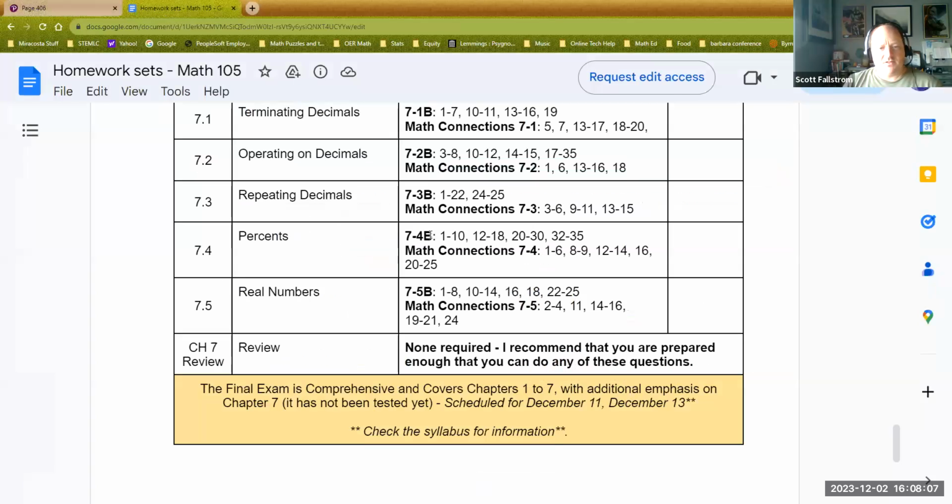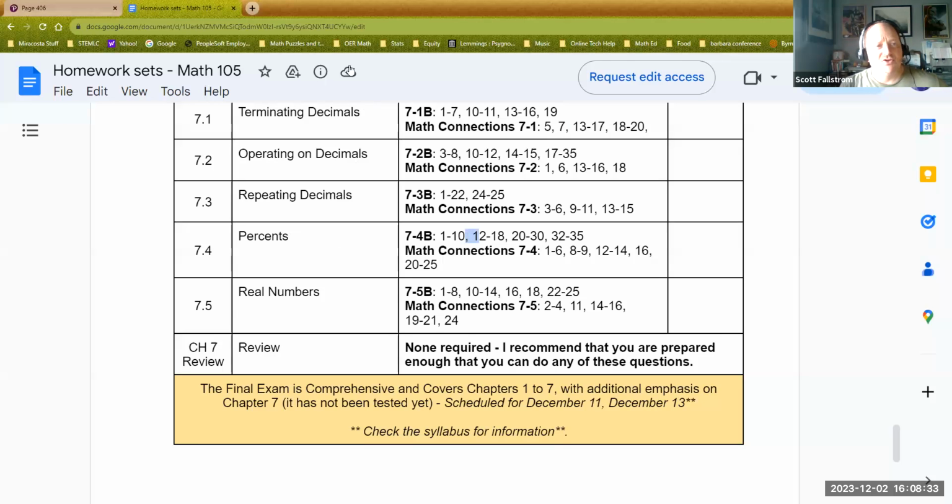7.4b. So we've got 1 through 10, 12 through 18, 20 to 30, and 32 to 35. I've skipped 11, 19, and 31. Why don't I just jot those down so I don't have to keep flipping back and forth. Let's see here. 11, 19, 31 are skipped. Now, let's take a look at these questions and see how they go.